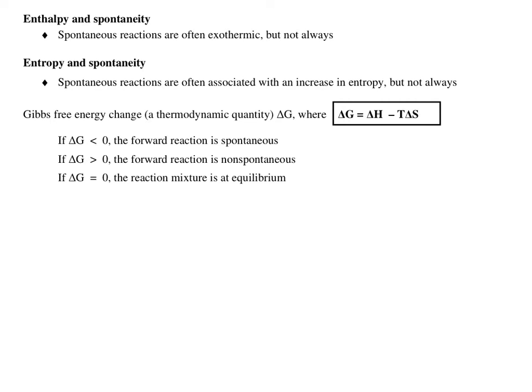We've talked about how spontaneous reactions are often exothermic, but not always. Or, in other words, delta H being less than 0 favors spontaneity. We also discussed how spontaneous reactions are often associated with an increase in entropy, but not always. In other words, if you have delta S greater than 0, that favors spontaneity.